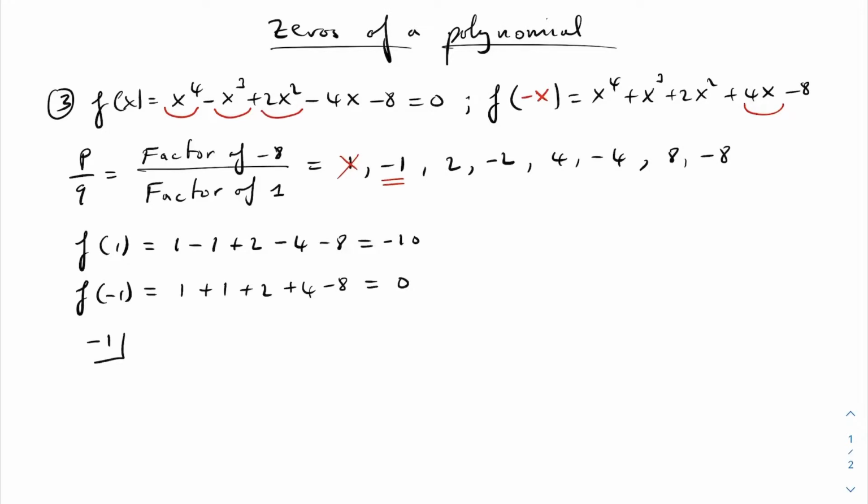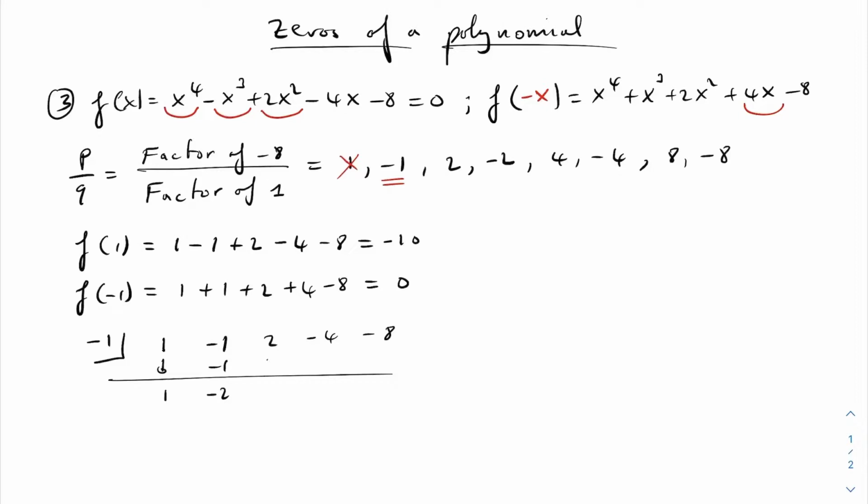I'm going to have negative 1 here in the corner. Then I'm going to have the coefficient of my polynomial. That's going to be 1, negative 1, 2, negative 4, negative 8. And so I'm going to go ahead and bring the 1 down. Then 1 times negative 1 is going to give me negative 1. So negative 1 plus negative 1 is negative 2.